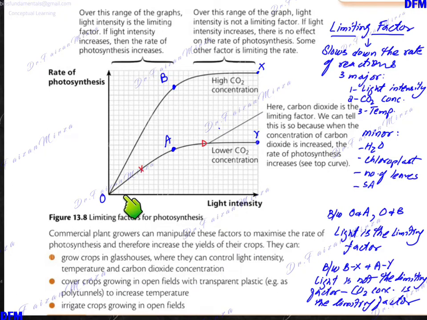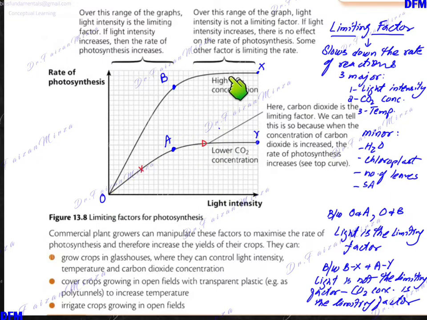So any variable that I'm taking on the x-axis, for example light intensity, will be my limiting factor for the rate of photosynthesis as long as the rate of photosynthesis keeps increasing. So if I am increasing the light intensity and the rate of photosynthesis keeps increasing, then from point O till point A, light intensity is the limiting factor. But beyond point A, if I ask you what the limiting factor is, light intensity cannot be the limiting factor because even increasing light intensity doesn't increase the rate of photosynthesis further.